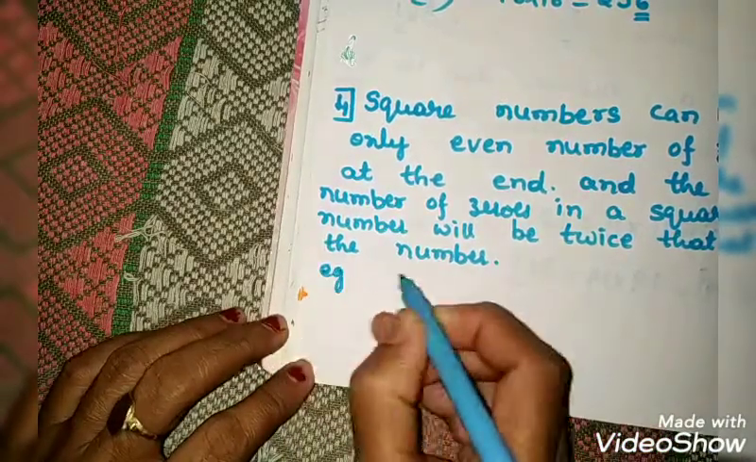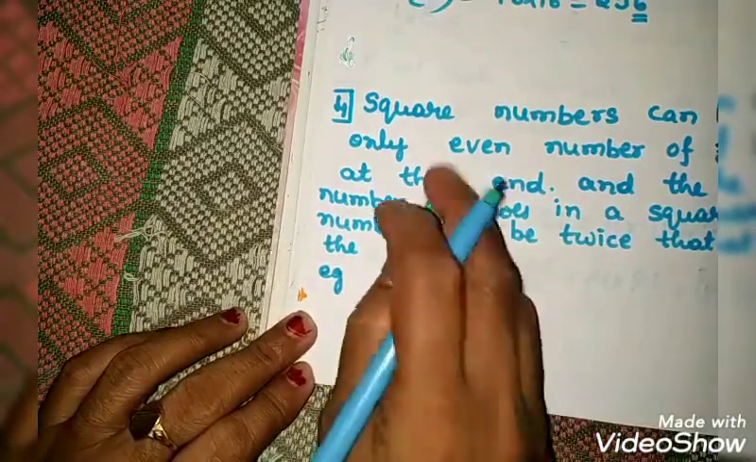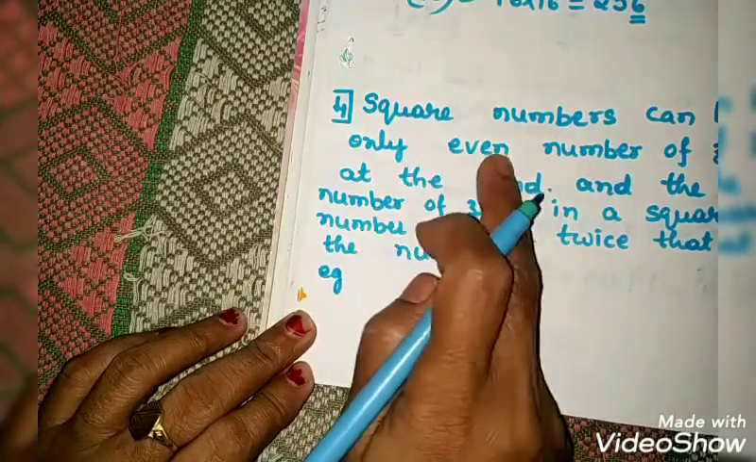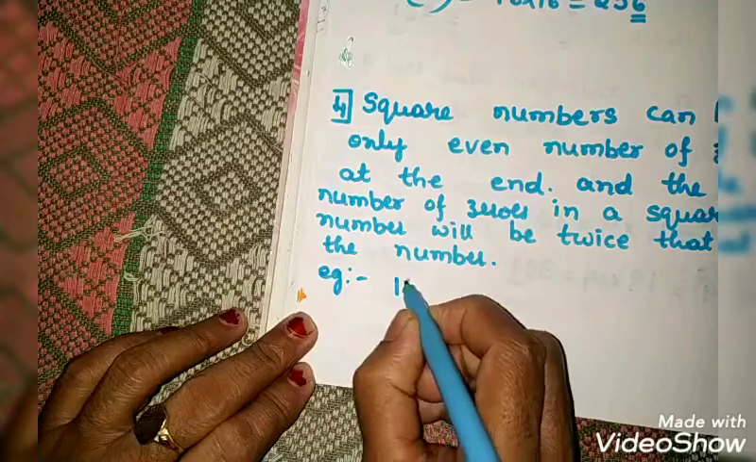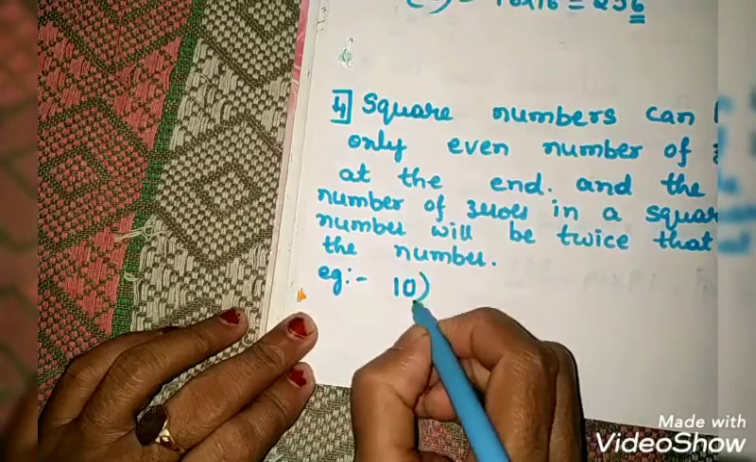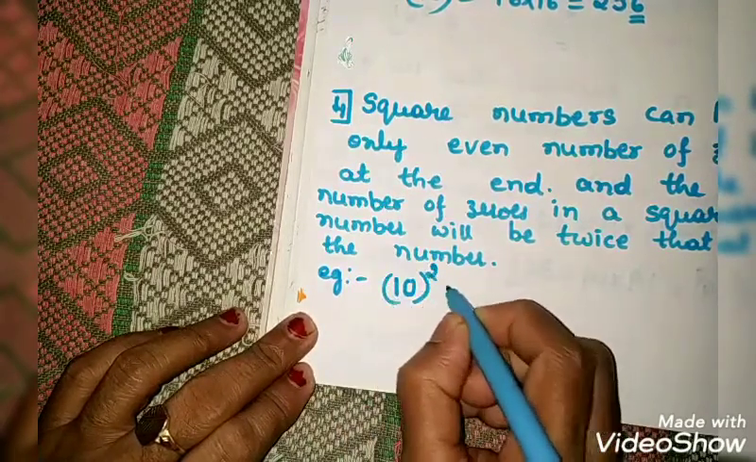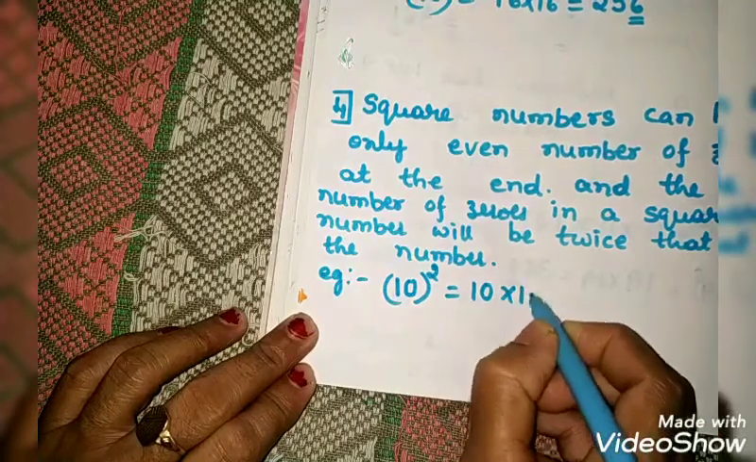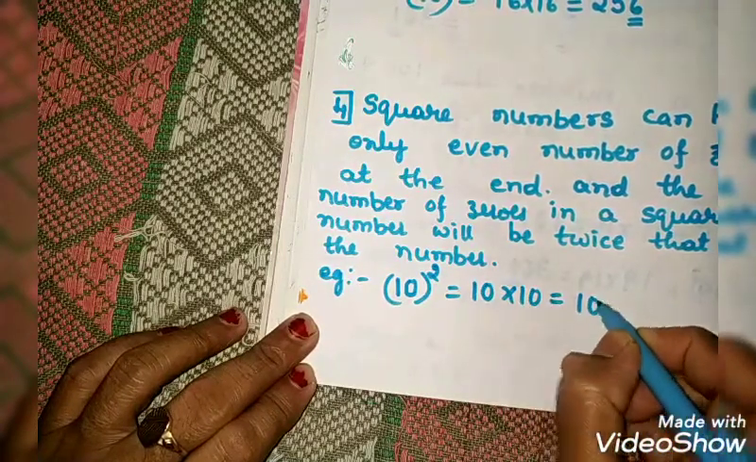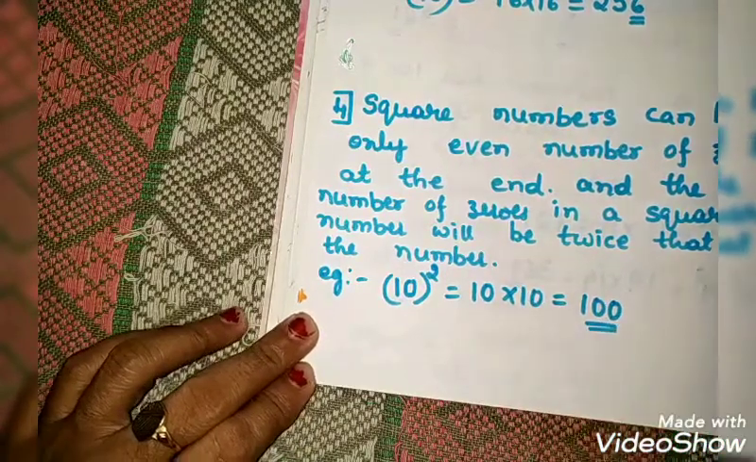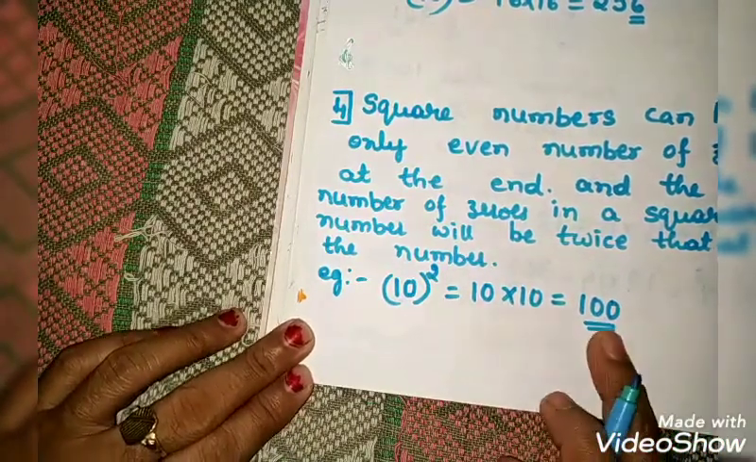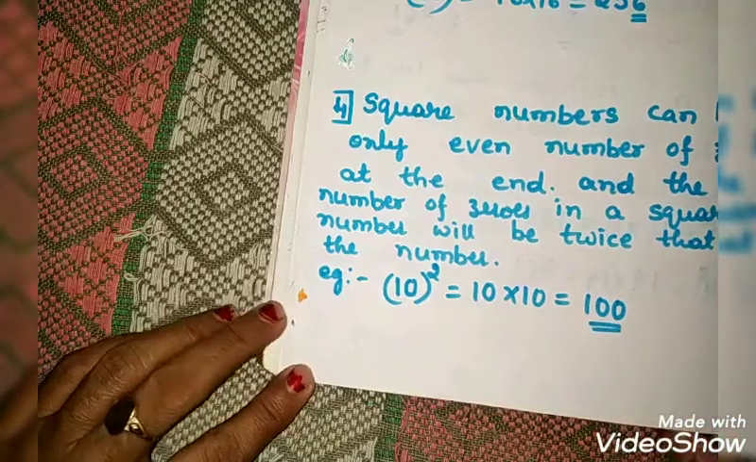Let me take one example. For example, children, square numbers can have only an even number of zeros. See, for example, 10. 10 is there. Its square I have to find out. 10 into 10 I am finding out. What is its square number? 10 tens are 100. How many zeros are there, children? 2 zeros. That means an even number of zeros.